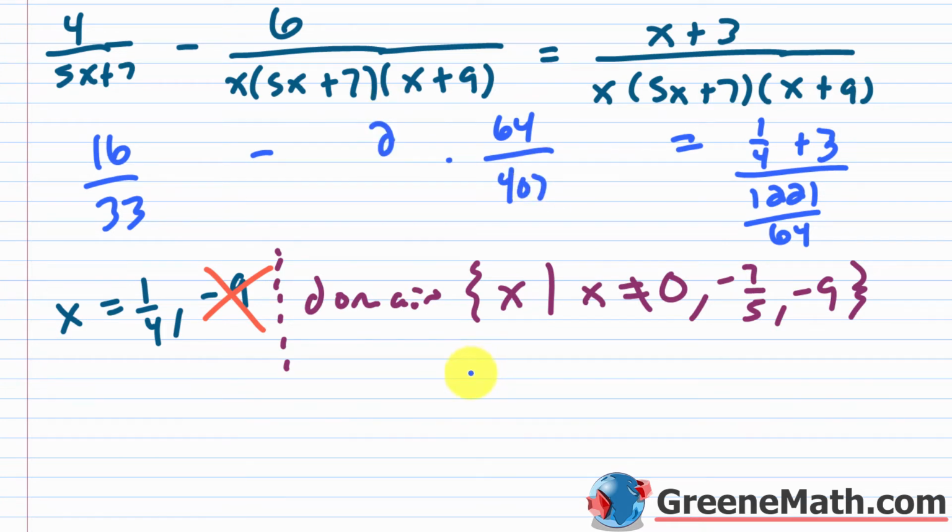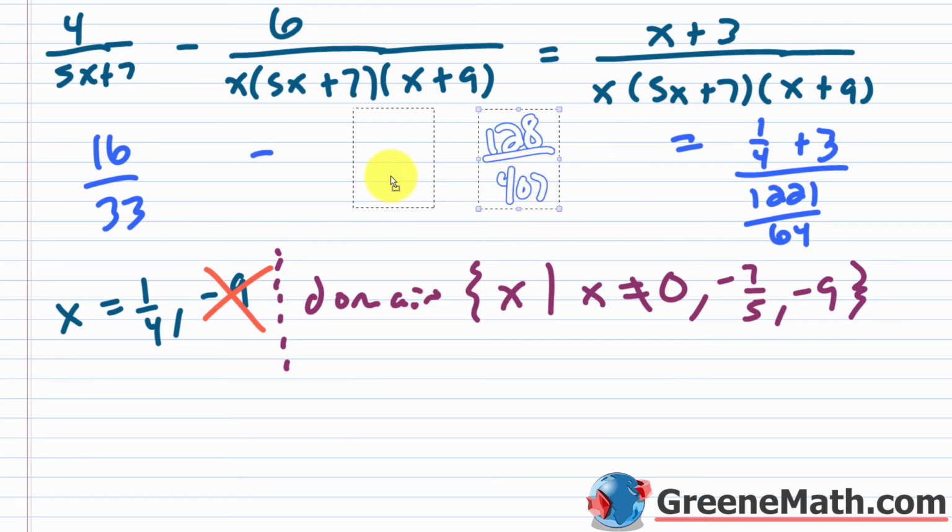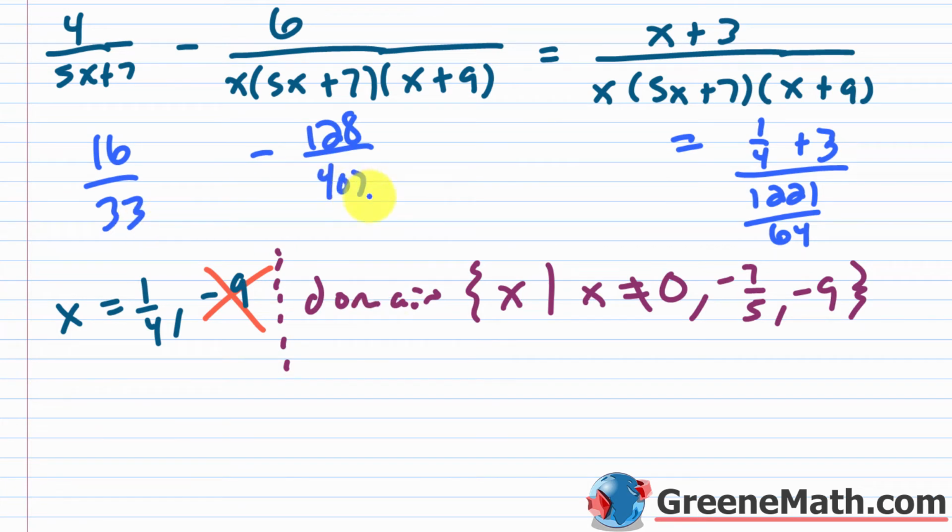So basically, 2 times 64 is 128. So this is what we have over here. Let me slide this over. All right, now at this point, we need to get a common denominator. If you think about 33, it's going to be 3 times 11. So this is 3 times 11. For 407, 4 plus 0 plus 7 is 10, so you know it's not divisible by 3. But if you check to see if it's divisible by 11, you're going to see that it's 37 times 11.